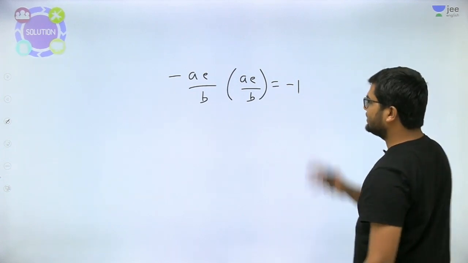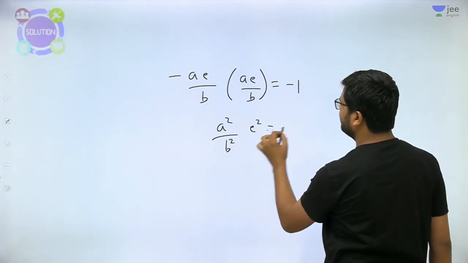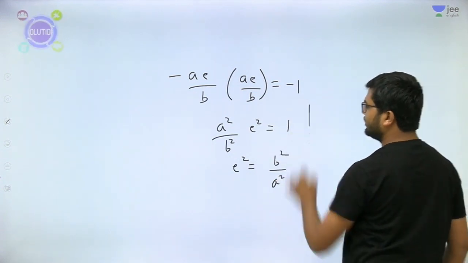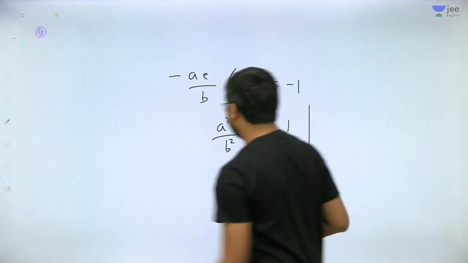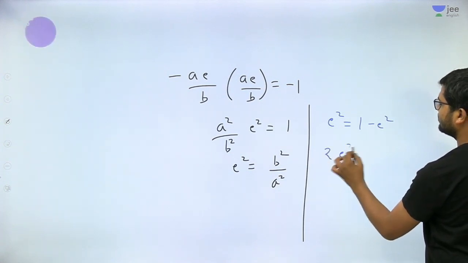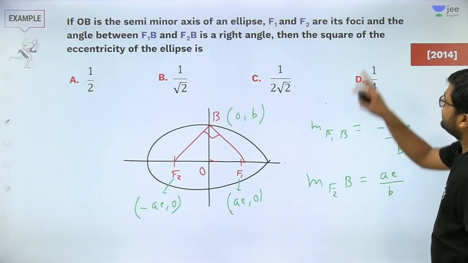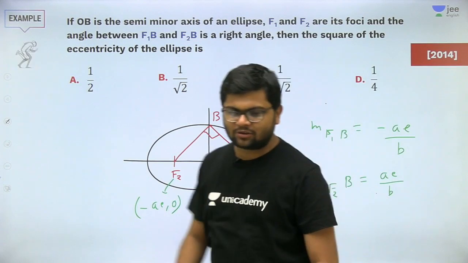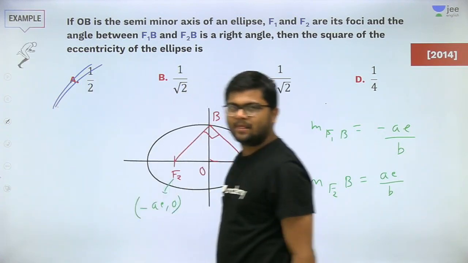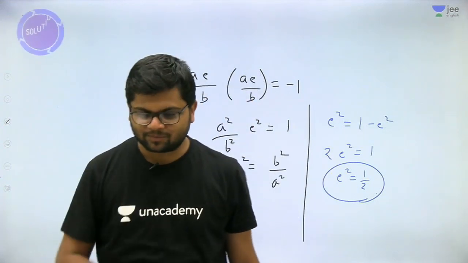So minus minus cancel out each other, so a square upon b square into e square is equal to 1. Now e square is equal to b square upon a square. Now this b square upon a square can be written as 1 minus e square. So e square is equal to 1 minus e square. So twice of e square equals 1, and e square will be equal to 1 by 2. Now what we need to calculate? The square of eccentricity, this we need to calculate. Getting my point? Wonderful. So the answer will be A. Yes or no? Very good. The square of eccentricity will be equal to 1 by 2.